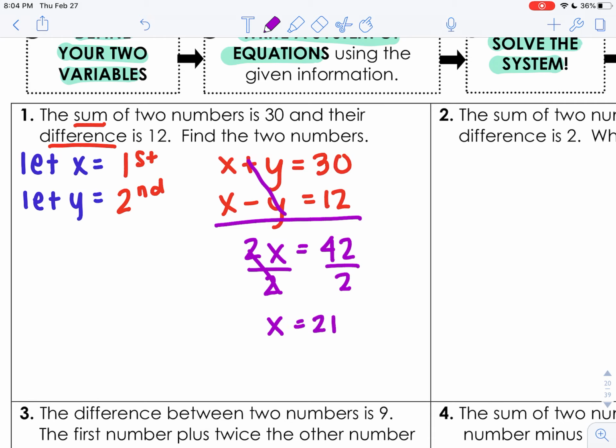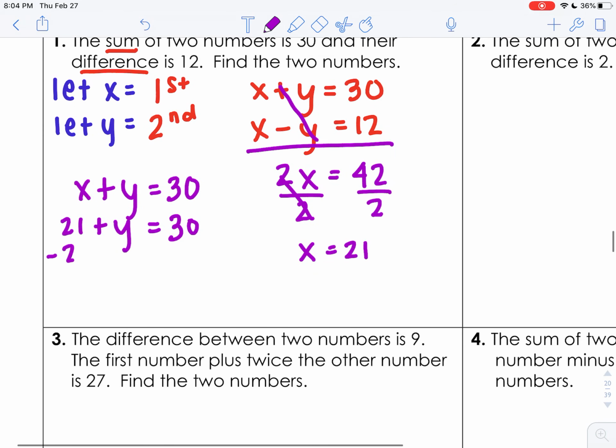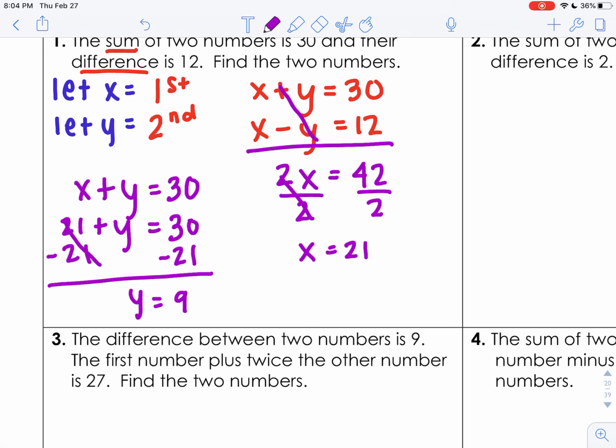And then we're going to plug that back in. So x plus y equals 30. And then plug 21 back in for x. So 21 plus y equals 30. And then subtract 21. So y is 9.